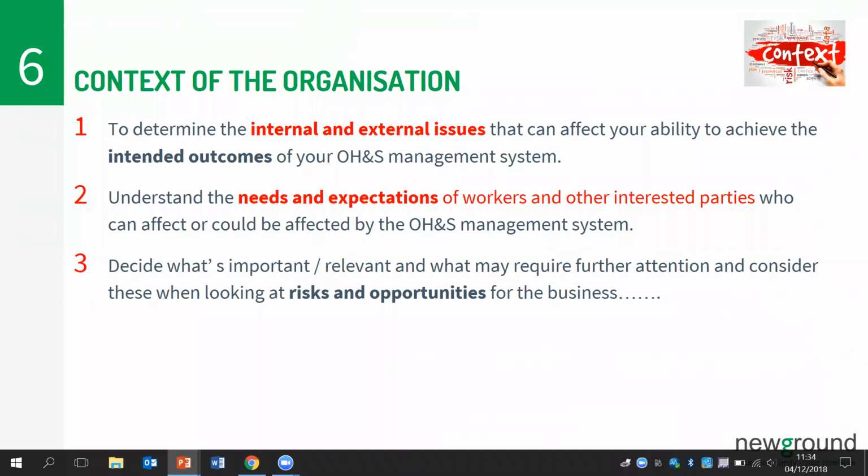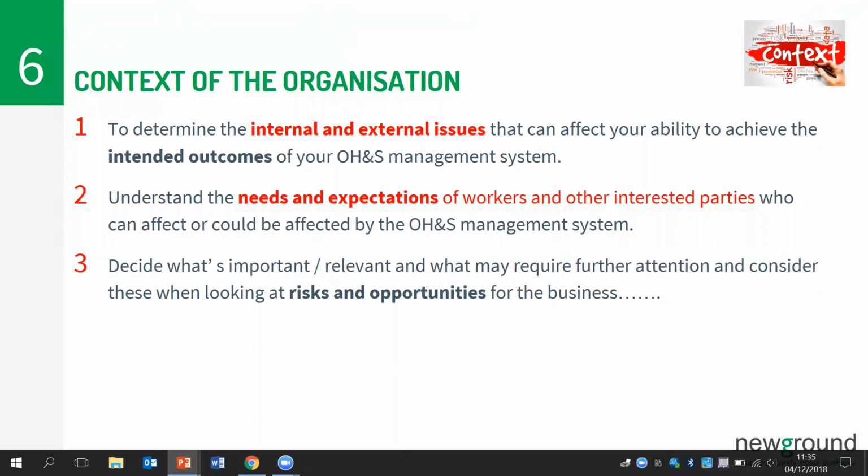The second part of context of the organisation is for the business to understand the needs and expectations of its workers and its other interested parties who can affect or who could be affected by the safety management system. So you need to determine who your interested parties are for your business, what they need or expect of you from a safety point of view, and which of those needs or expectations are relevant to you. In other words, which are important for you to address or which are you obligated to address.